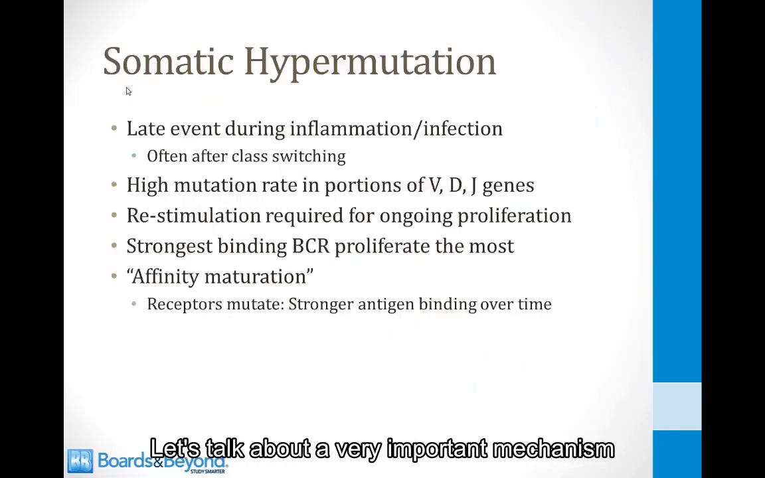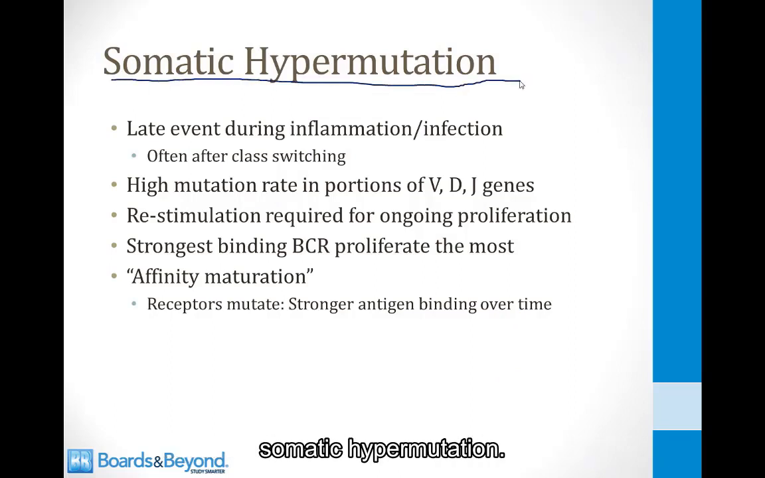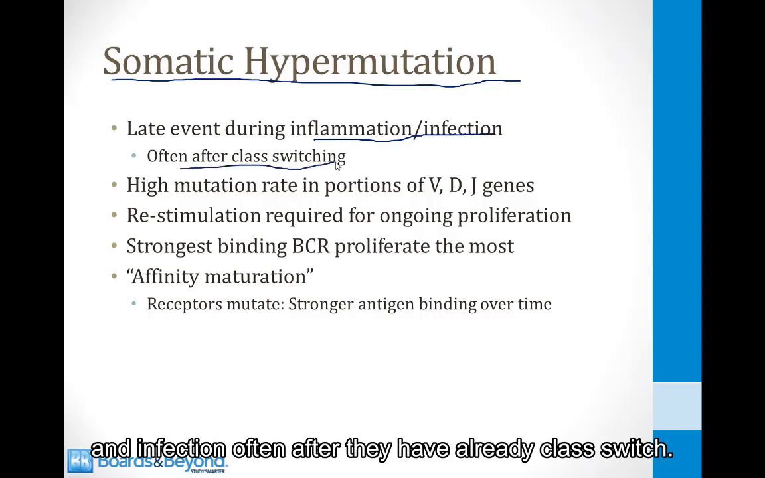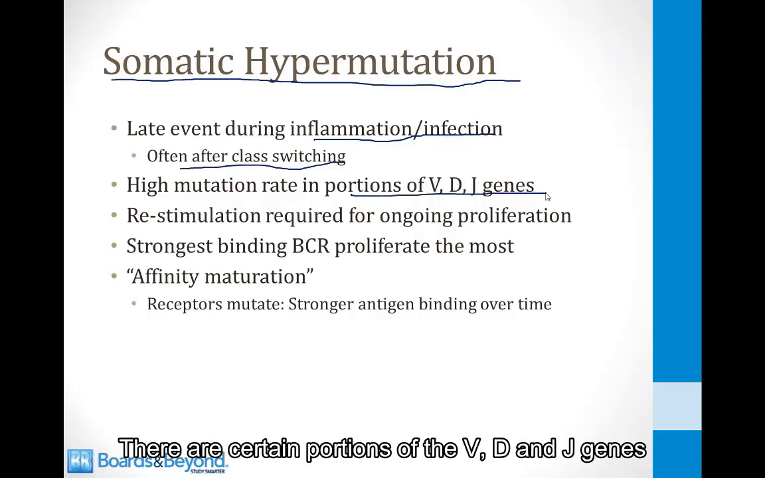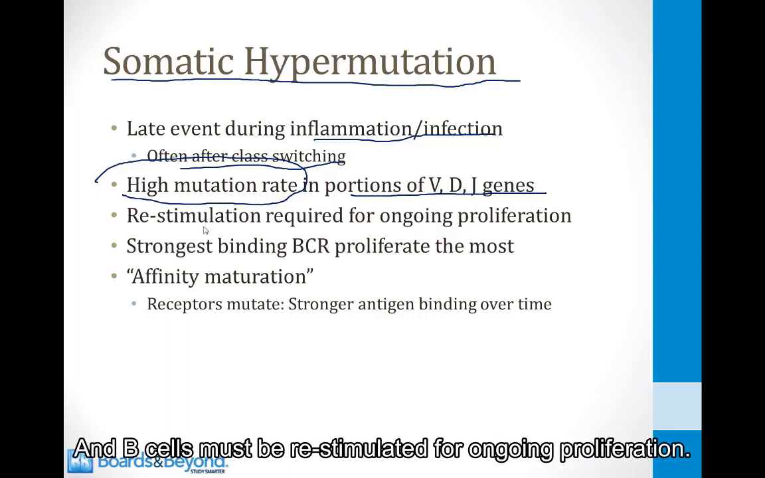Let's talk about a very important mechanism by which B cells hone their effectiveness in eliminating pathogens, and this is called somatic hypermutation. This is a late event. It's a process that B cells undergo during inflammation and infection, often after they have already class switched. There are certain portions of the V, D, and J genes that I described before which have a very high mutation rate. And B cells must be re-stimulated for ongoing proliferation.